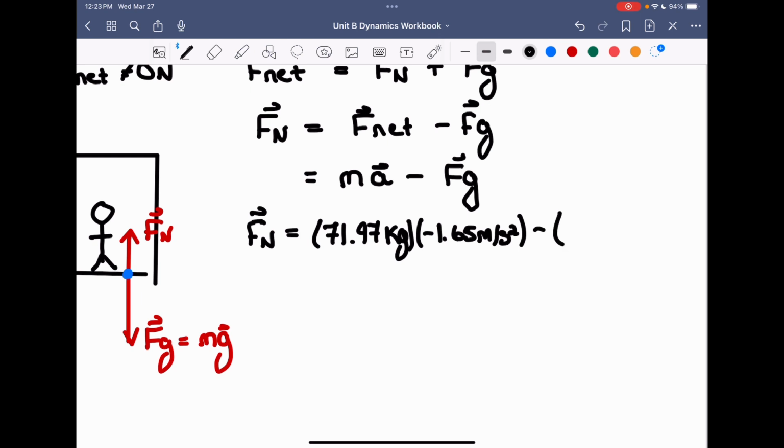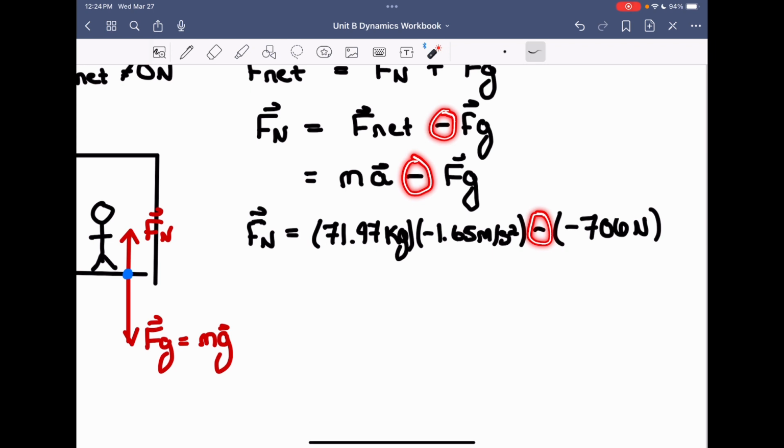And then this is going to be minus, in brackets, negative 706 newtons. Again, you're wondering why it's negative 706? Because we're going in the downwards direction, so the force would have to be negative. Remember, there are operational negatives, which is what these are, and then there are directional negatives, which is what this and this are. So anything that's in the brackets is directional. Anything that is out of the brackets is non-directional.